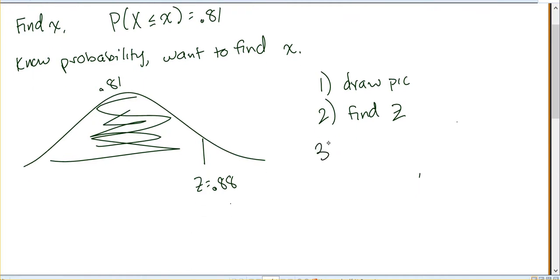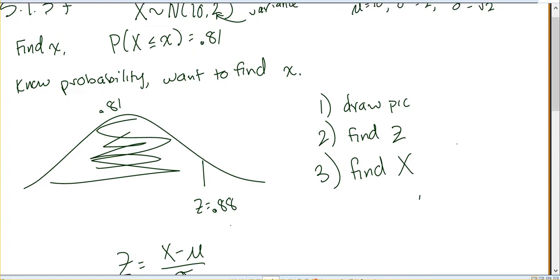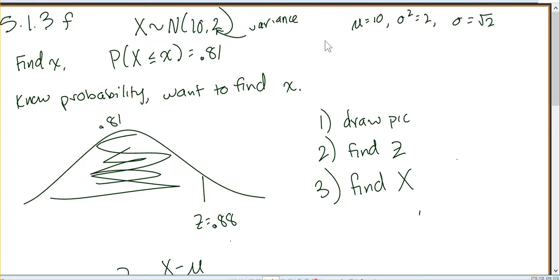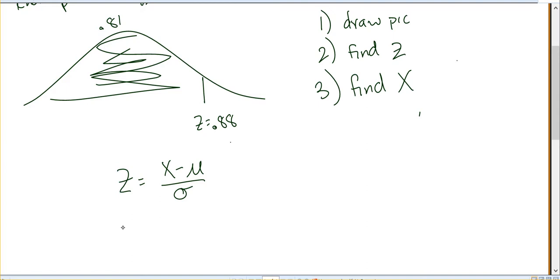Okay, now step 3, now we'll find x. So we take our z value and convert it back to x. Now you can memorize different formulas, but I like to just memorize one formula and have that be enough. So we know our formula, z equals x minus mu over sigma. So let's write in everything that we know. So we know a z value, we know our mean mu equals 10, and our standard deviation is square root of 2. So let's plug all that in.